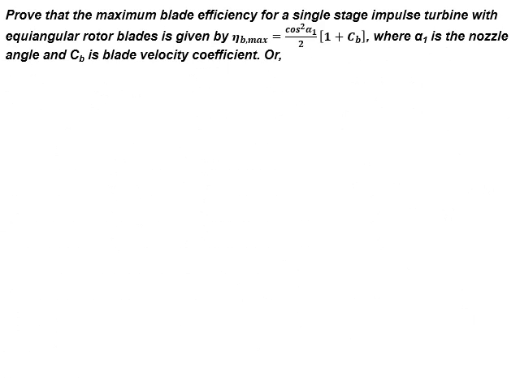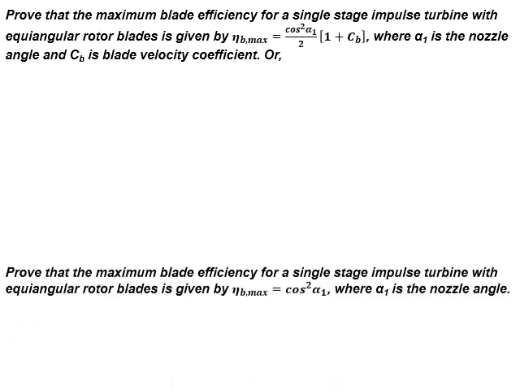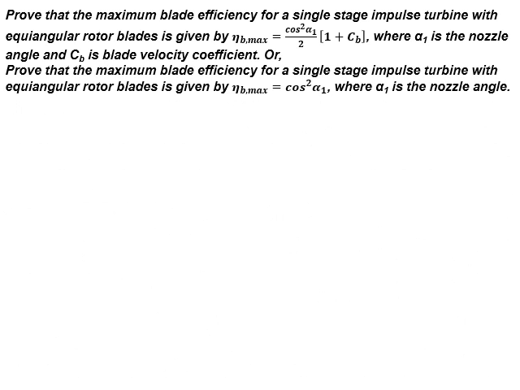Next, prove that the maximum blade efficiency for a single stage impulse turbine with equiangular rotor blades is given by cos square alpha 1 by 2 into (1 plus CB), where alpha 1 is the nozzle angle and CB is the blade velocity coefficient. Sometimes you will get questions like that.